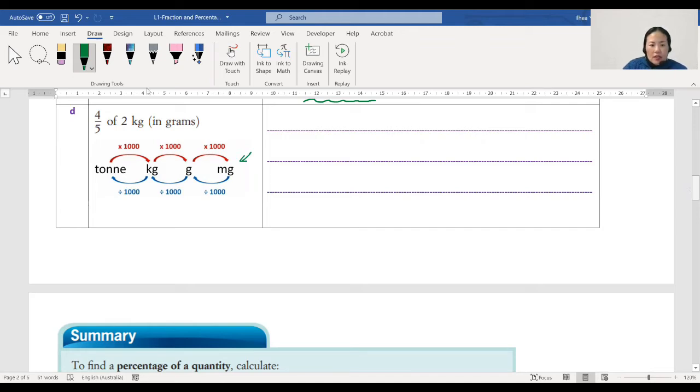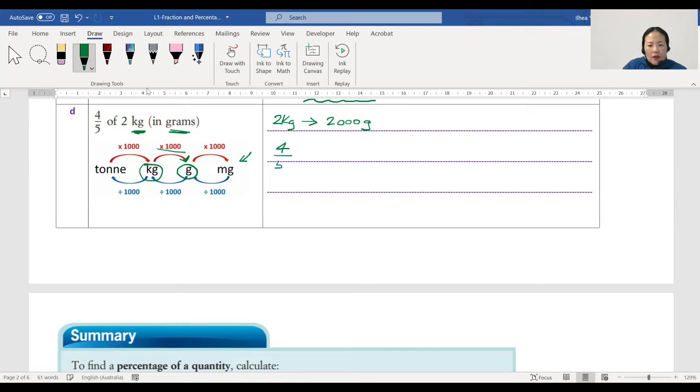Okay, so let's have a look. We are converting kilograms to grams. So going from here to here, that's times by 1,000. Okay, times by 1,000, so I'm going to do that first. I'm going to convert 2 kilograms to 2,000 grams first, and then I'm going to do my calculation.